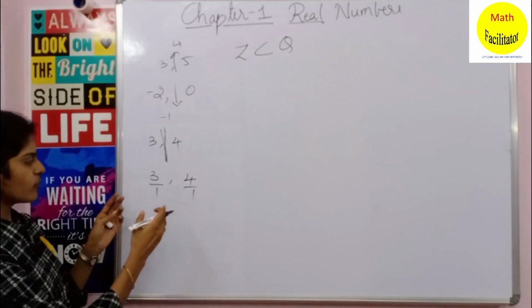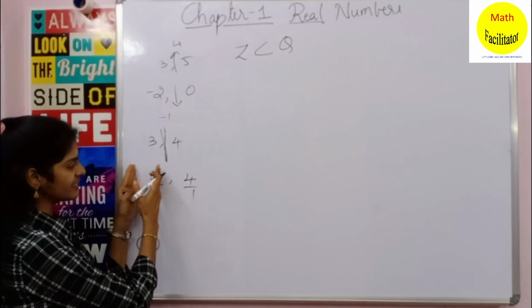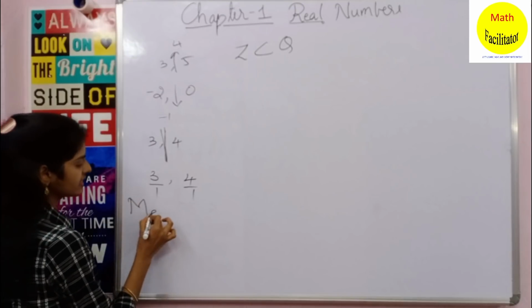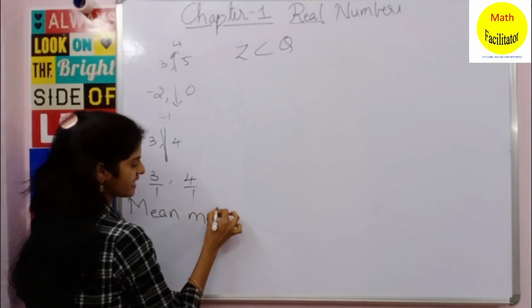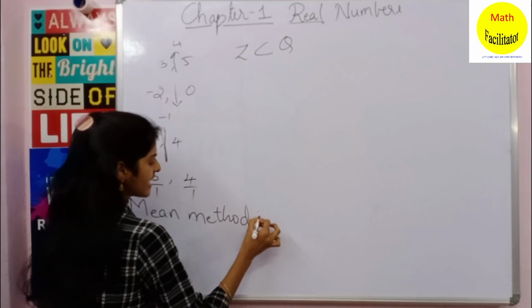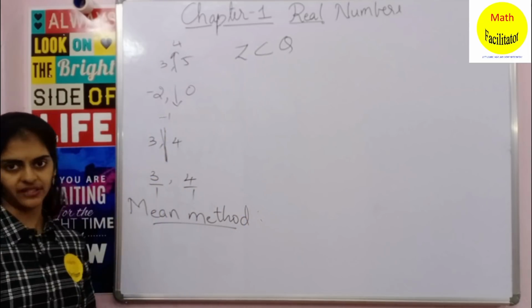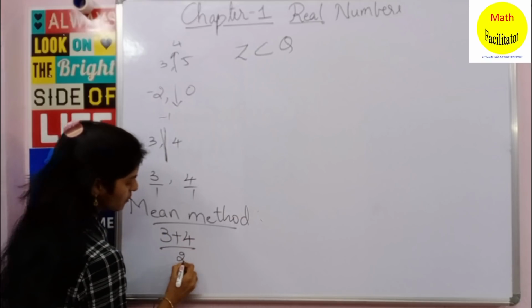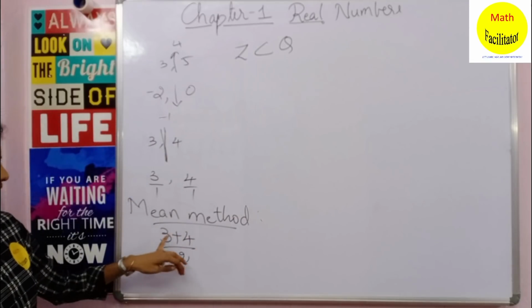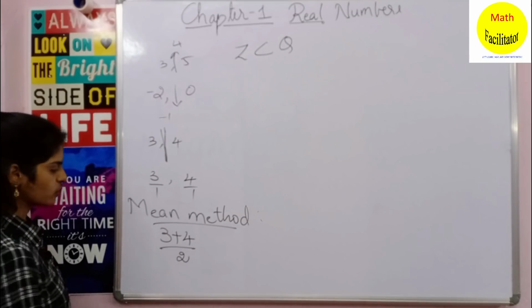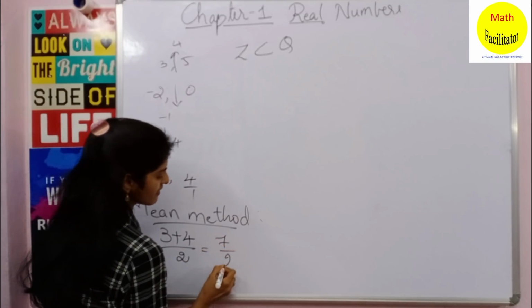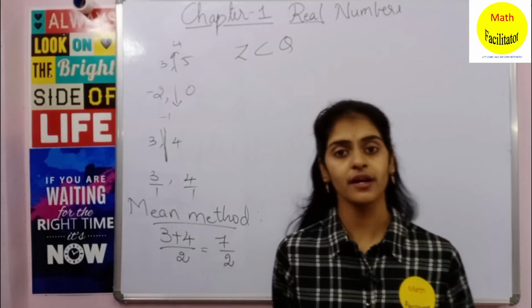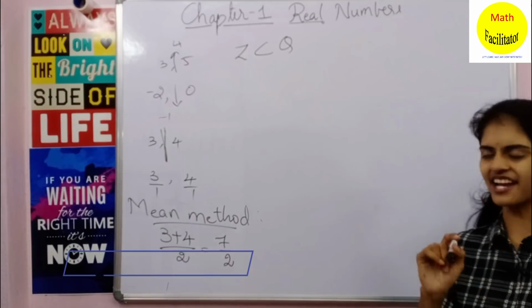So now I want to insert a rational number between 3 and 4. How do I do it? The method which we have learnt in our earlier classes is the mean method. We can take the average of both these numbers. So how do you do that? You simply write 3 plus 4 by 2, adding both the numbers and dividing by 2. So you get the answer 7 by 2. Clear? Now 7 by 2 is a rational number between 3 and 4.